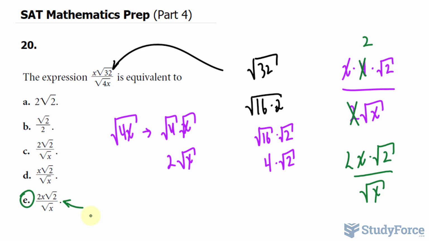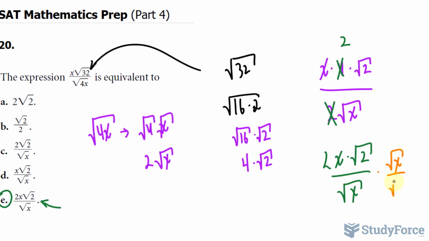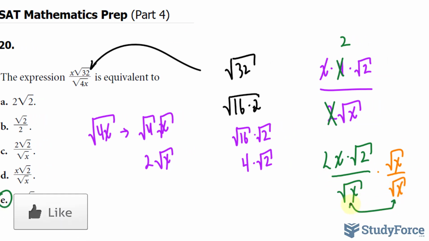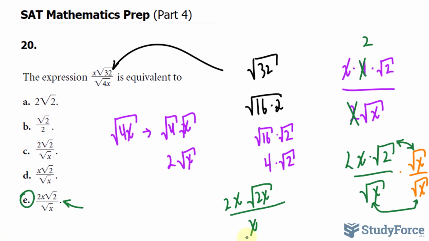Sometimes they may ask you to rationalize the denominator. In other words, you are not allowed to have a square root at the bottom. So if I multiply the top and the bottom by the square root of x, when you multiply these two together, the radical symbol disappears at the bottom. So we end up with x at the bottom, and at the top we have 2x. That stays the same. And these two can be multiplied together because they both have the square root. So we can write down the square root of 2x. Is that one of the options? It's not. Good. So E is the answer.